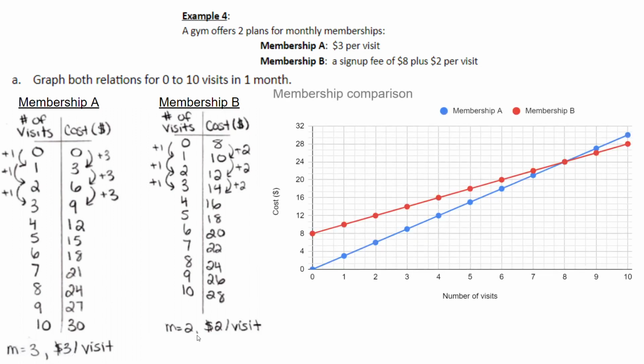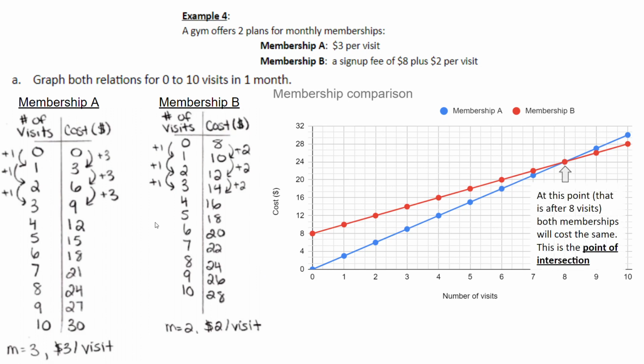Now we can graph this, and I did this on Google Sheets, so I just used the values from the table. See how it starts at the y-intercept of (0, 8) for membership B, whereas membership A starts at the origin. There's also something very interesting that you should take note of: at this point right here, the point (8, 24), both memberships will cost the same. This is called the point of intersection, or the POI. You're going to learn more about this in future lessons.